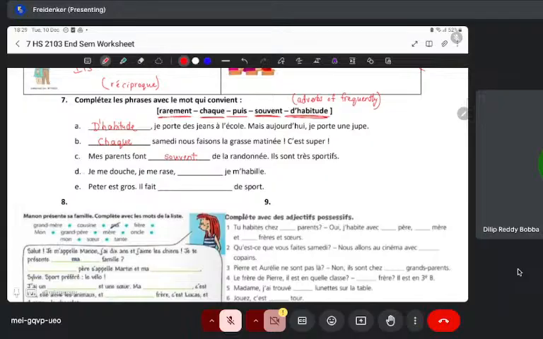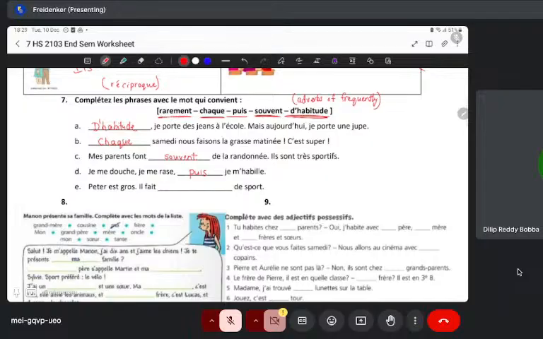Fourth question. Je me douche, I take a shower. Douche is from se doucher, to shower oneself. So I shower. Je me rase, I shave. Dash je m'habille. Now it makes sense. I take a shower, I shave myself, then, puis, is then. So then I dress myself. Next question.